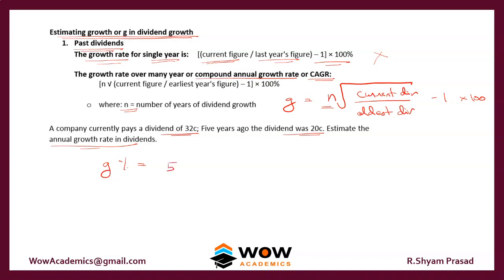The number of years is 5, so we have to get the fifth root. The latest dividend is 32 cents, and the oldest dividend is 20 cents. Take this answer, minus 1, and then multiply it by 100, and you will get the percentage. So first we will solve this part of the equation.